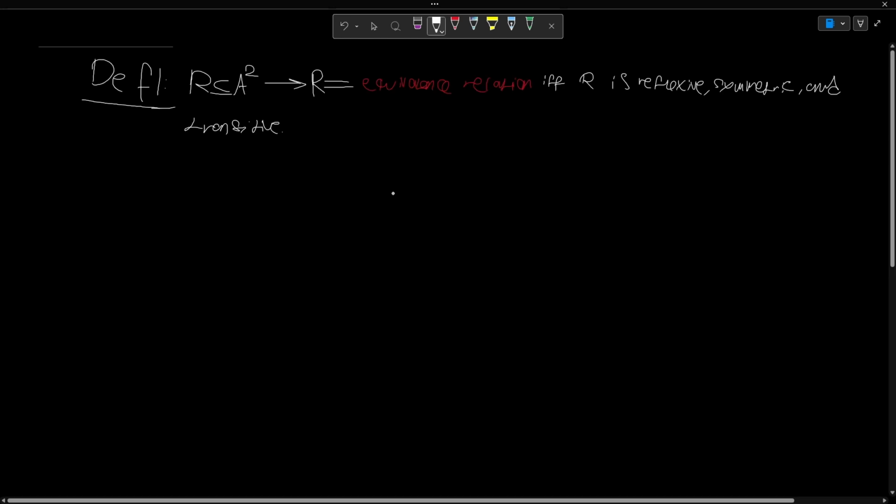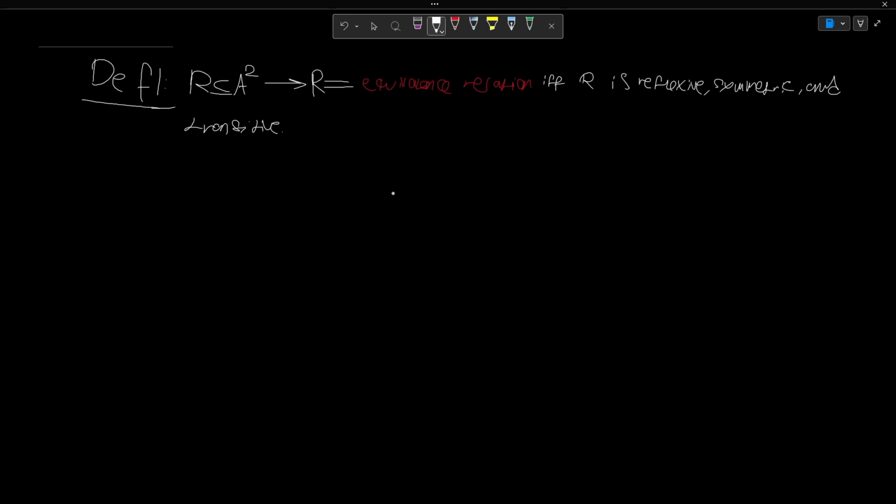To define what an equivalence relation is, we first let R be a relation on any set A and say that R is an equivalence relation if and only if R is reflexive, symmetric, and transitive. These three properties should sound really similar to you because they are the three properties of equality: the reflexive property, symmetric property, and transitive property of equality. This is the case because equality is one of the big motivations for defining an equivalence relation at all and defining it in this way.